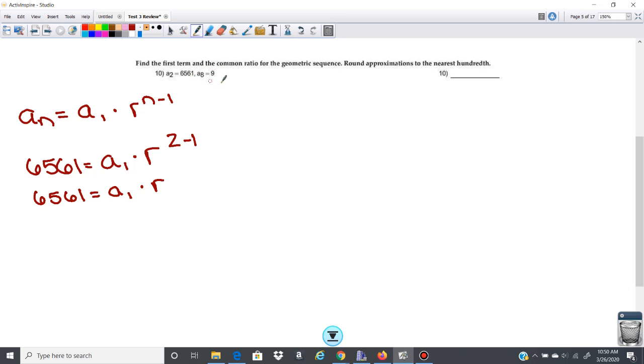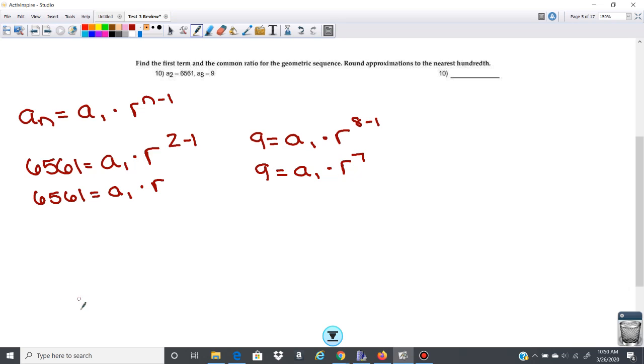We know the eighth term is 9, so that again is going to go right here. That's your 9, and then a sub 1 and r are unknown. We do know that it is the eighth term, so r to the 8 minus 1 there. If we simplify this, you're going to get a sub 1 times r to the 7th.